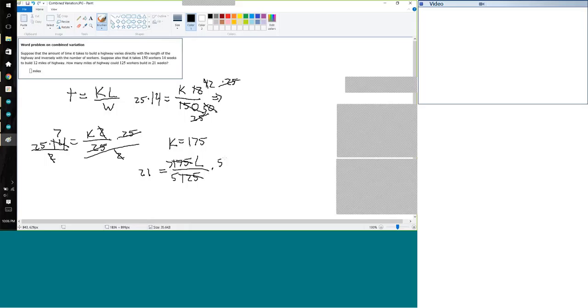Multiply both sides by 5. Those cancel out. Divide both sides by 7. So that those cancel out. We'll get down to L equals 21 times 5 divided by 7. Well, 21 divided by 7 leaves me at 3. 7 would go away. 5 times 3. The length of time would be 15 weeks.